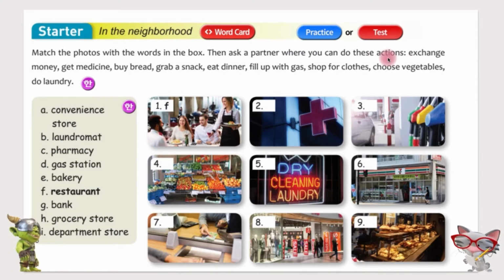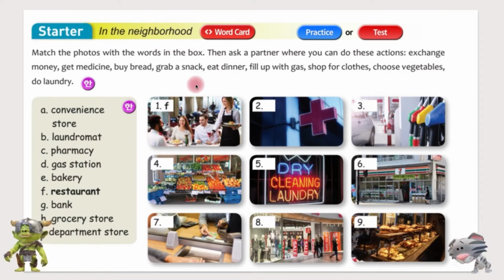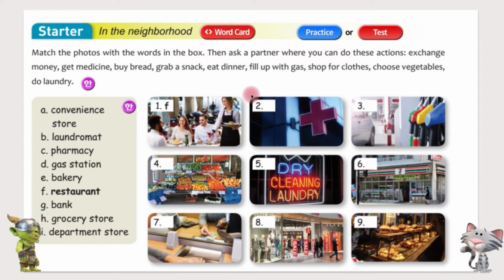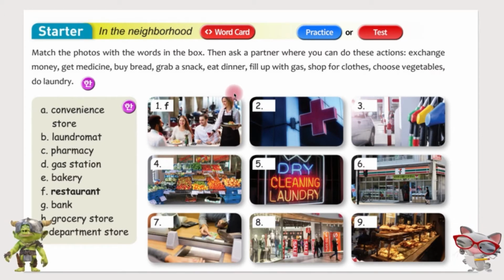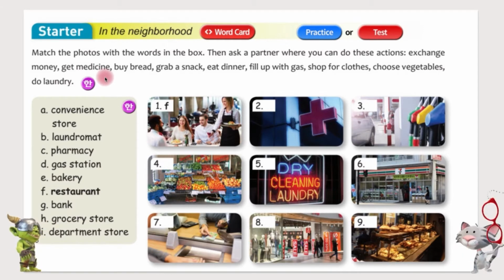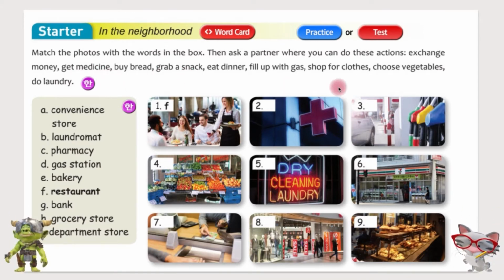Let's just go through which actions you match with which picture. We said you eat dinner at a restaurant. So I asked Younghee the question, what do you do at a pharmacy? At pharmacy, I get medicine. Yes, you get medicine at a pharmacy. And picture 3, what do you get at or do at a gas station? At gas station, I can fill up with gas. Yes, fill up with gas. So it means if you have a car, you fill up the car with gas.